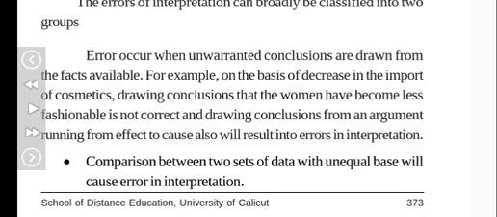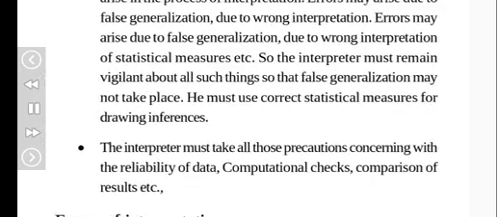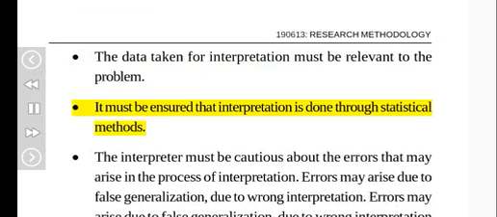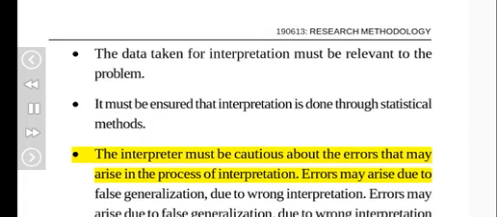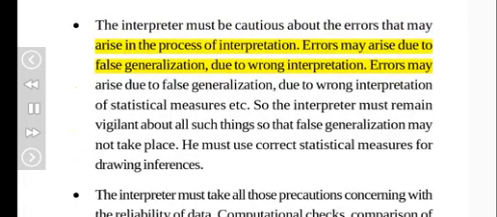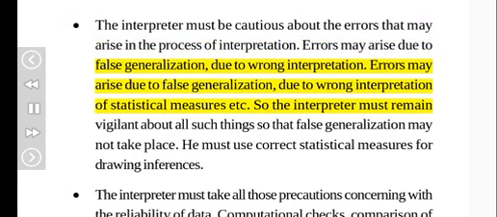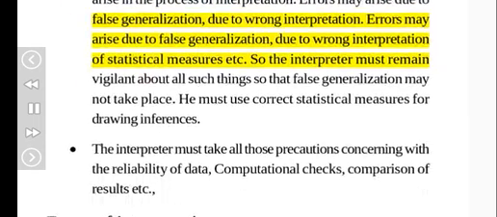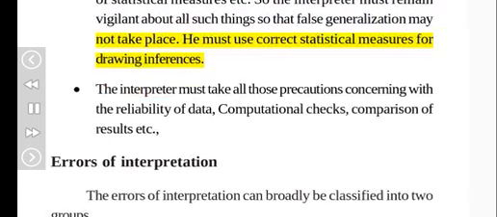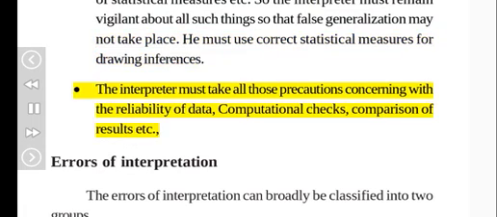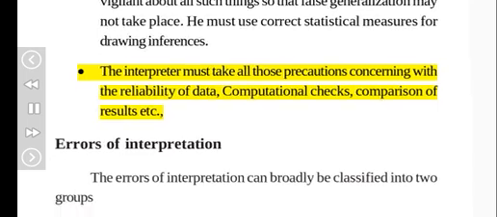The data taken for interpretation must be relevant to the problem. It must be ensured that interpretation is done through statistical methods. The interpreter must be cautious about the errors that may arise in the process of interpretation. Errors may arise due to false generalization, due to wrong interpretation of statistical measures, etc. So the interpreter must remain vigilant about all such things so that false generalization may not take place. He must use correct statistical measures for drawing inferences. The interpreter must take all those precautions concerning the reliability of data, computational checks, comparison of results, etc.